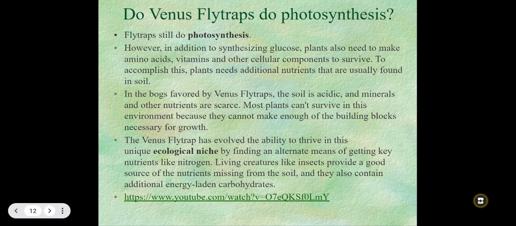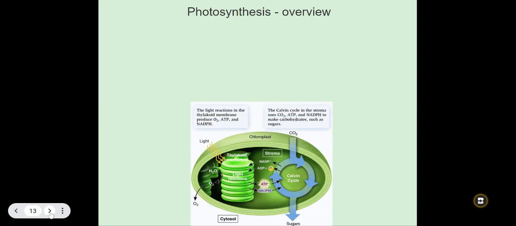And they also can get sugar from the insects. If an insect gets nectar from some other plant and then gets trapped in there, they can get additional carbohydrates from that. And again, there is a YouTube link where you can go and watch and learn a little bit more about Venus flytraps and the unique environment that they have, but still they are doing photosynthesis.